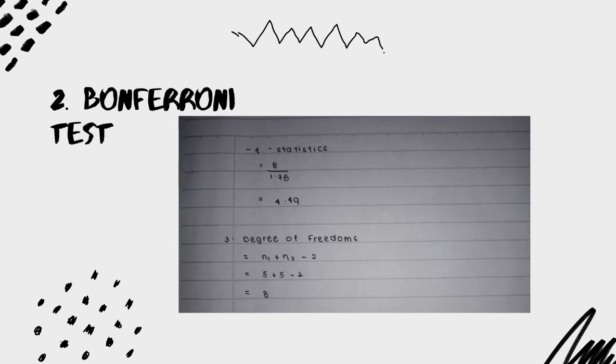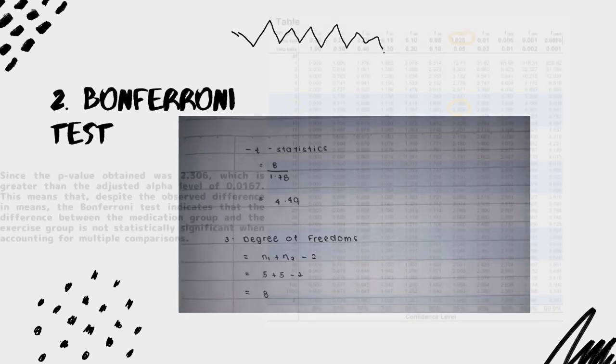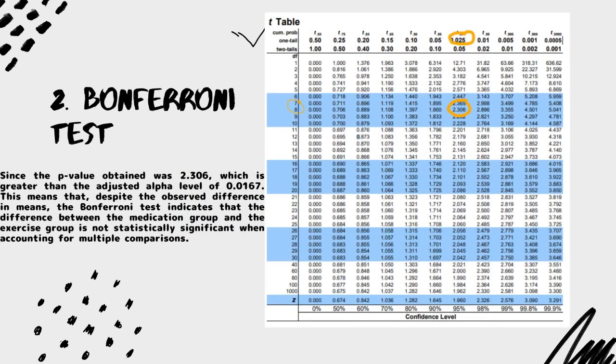Then we find the degree of freedom. The degree of freedom of the data is 8. Then we can find the p-value by using the t-distribution table. Since the test is two-tailed, we need to refer to the 0.025 significance level and the degree of freedom of 8. From the table, we obtain that the value is 2.306.